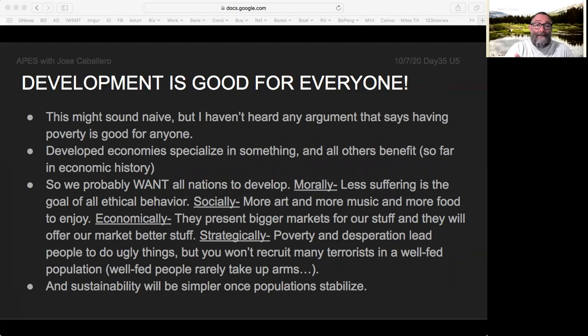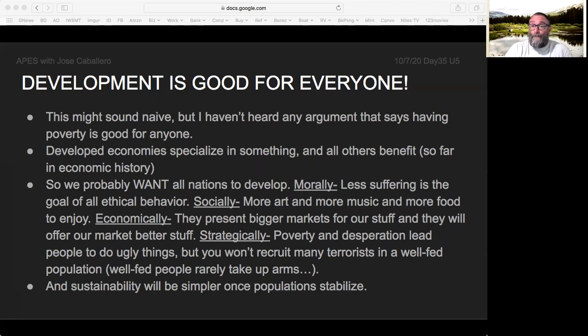A developed country can specialize in something and everybody else benefits. That's basically all of economic history. We want nations to develop. Look at these reasons. First of all, it's just a moral thing. Less suffering has to be good, right? That's ethical behavior. Number two, more happy cultures means more art and more music and more food and more inventions and more geniuses, and that's nice.